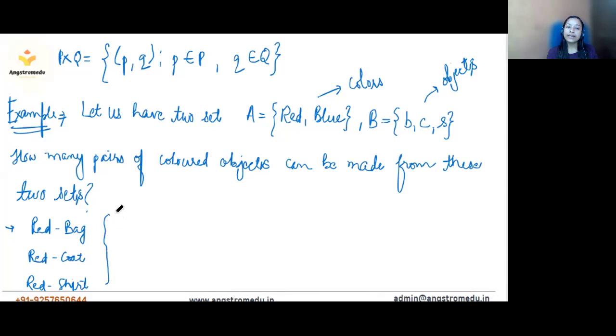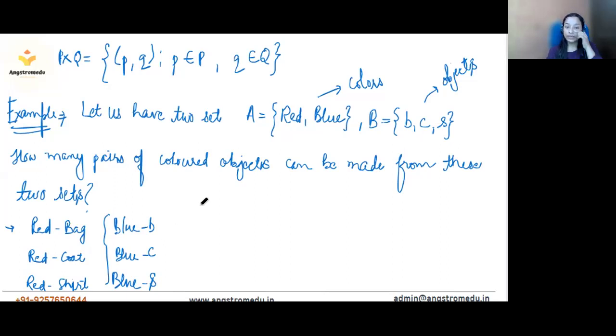Then what can I have? I can have a blue bag, a blue coat, a blue shirt. So from these two particular sets, these three particular objects and these two particular colors, I can have this many colored objects, right? And this is the Cartesian product, the ordered pair.